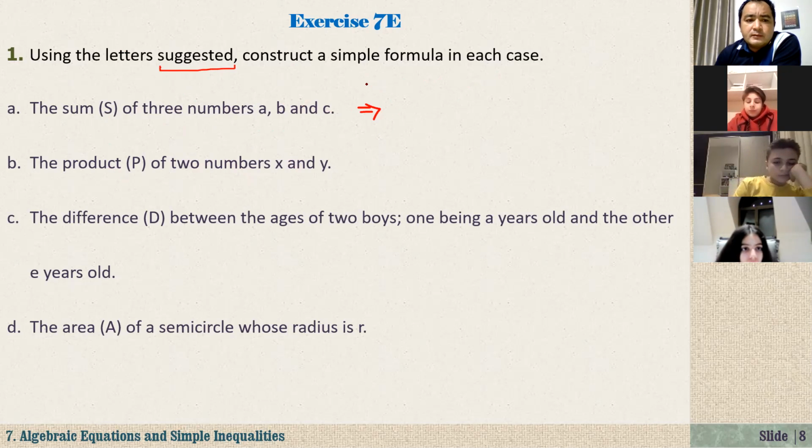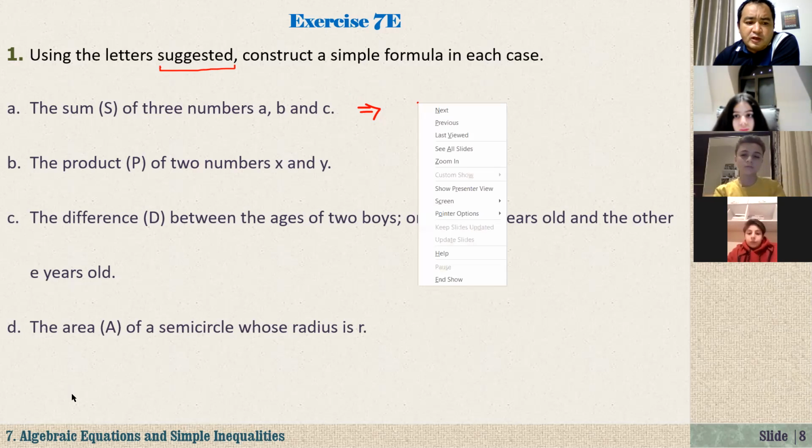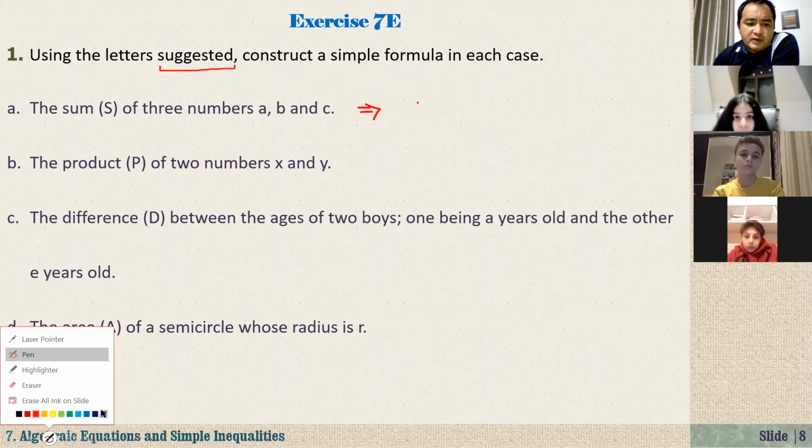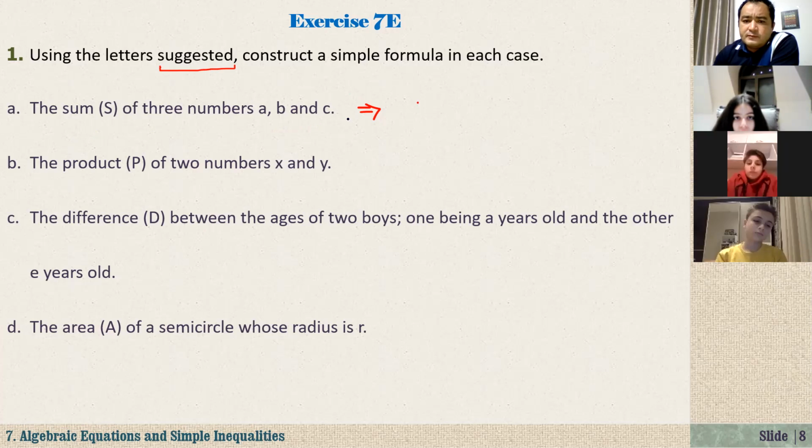Okay, so the sum S of three numbers A, B, C. You need to construct a formula, right? So the sum S of three numbers A, B, C. How do you express this algebraically? S equals A plus B plus C. That's it.